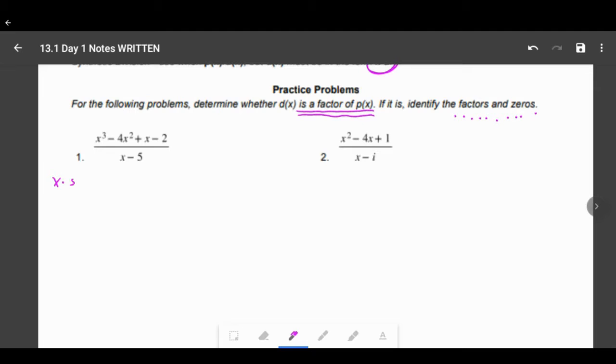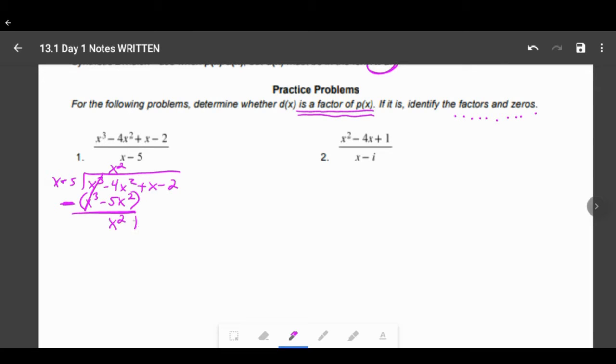So x minus 5 is my divisor, and I want to divide it into x cubed minus 4x squared plus x minus 2. The first thing I'm looking for is what times x gives me x to the third power? That's just positive x squared. So I multiply x minus 5 by x squared, and that gives me x cubed minus 5x squared. And here's the tricky part for students: you are going to subtract the quantity. So x cubed minus x cubed cancels. Negative 4x squared minus negative 5x squared gives you a positive 1x squared. So please be careful with those negatives.